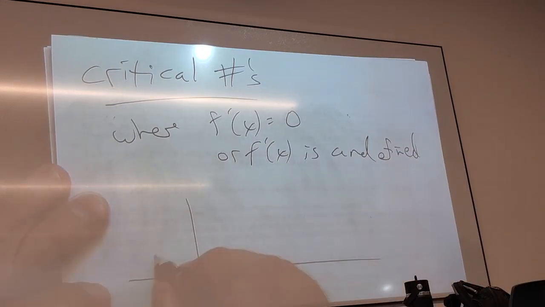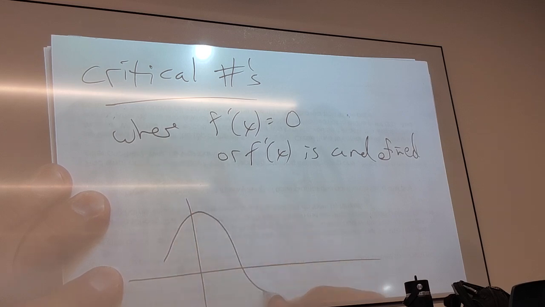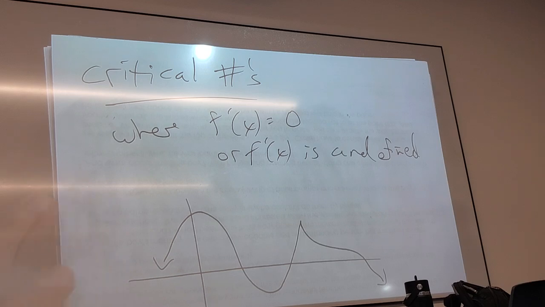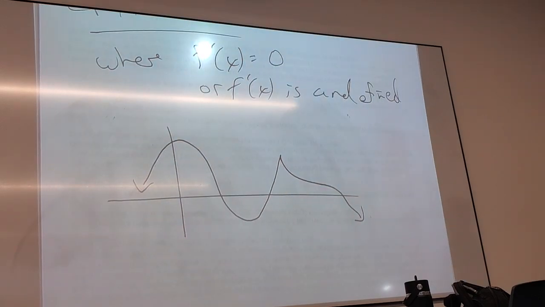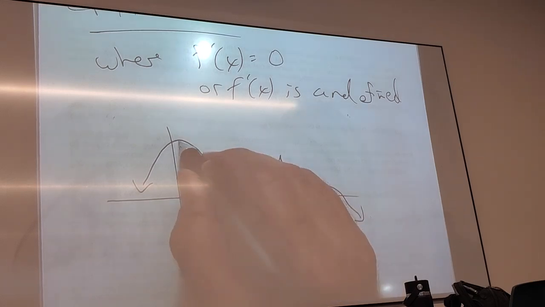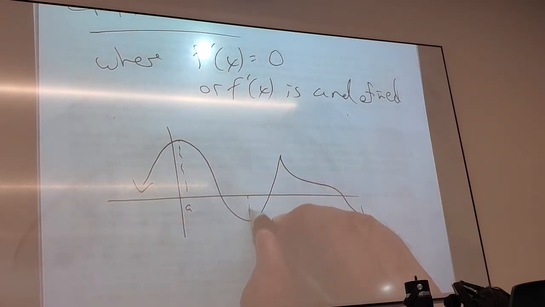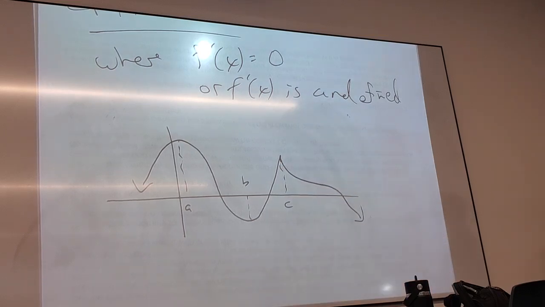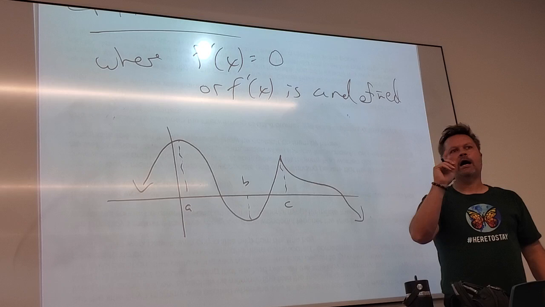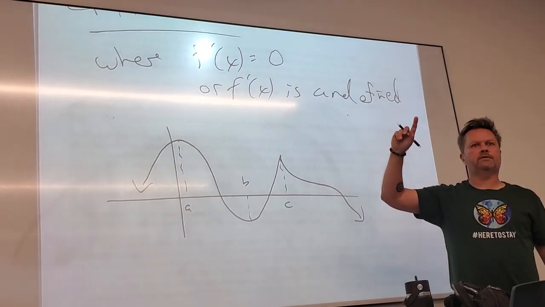So, for example, if I have this, how many locations are there where there's a local max or a min? 3. There's this one, I'll call this A. There's this one, I'll call that B. And then there's this one, C. I didn't ask anything about the derivative. I said, how many locations of local maxes or mins?